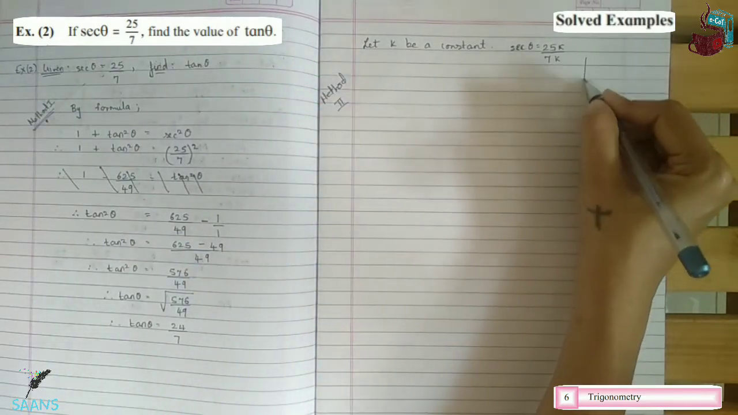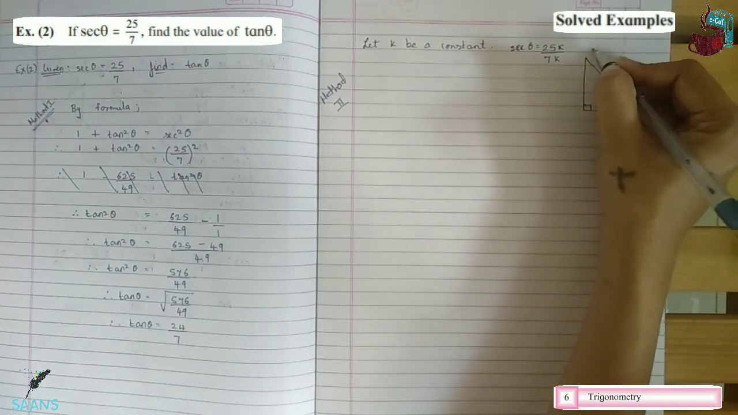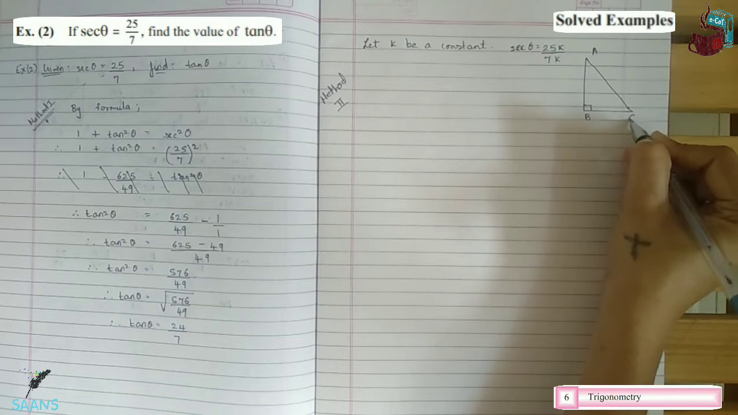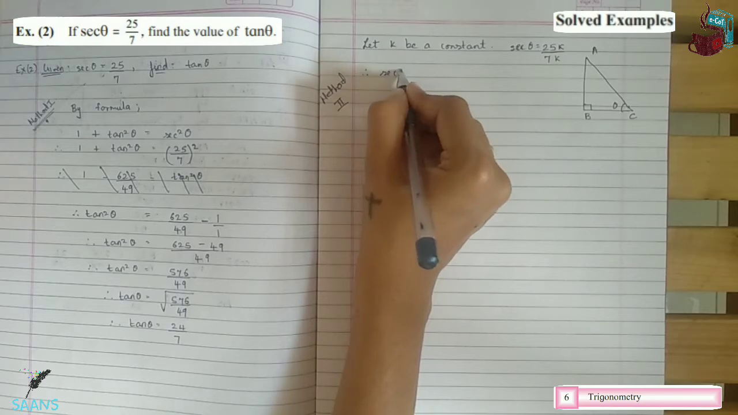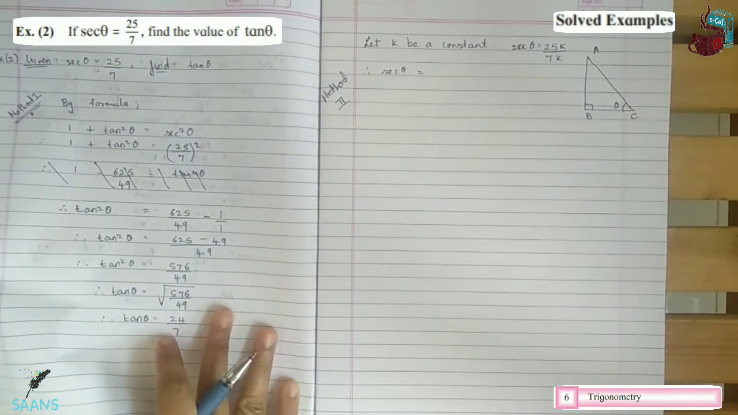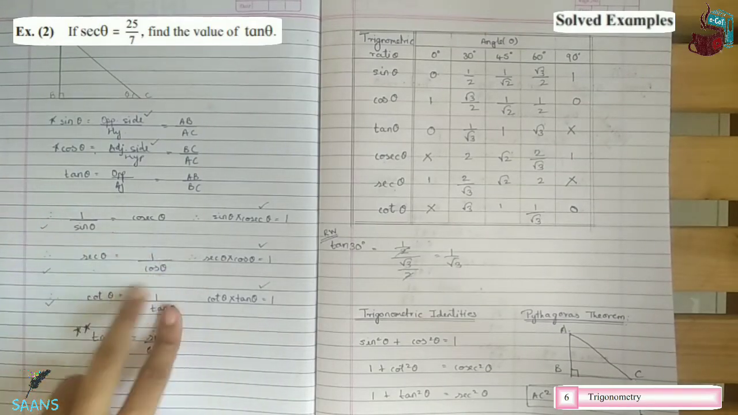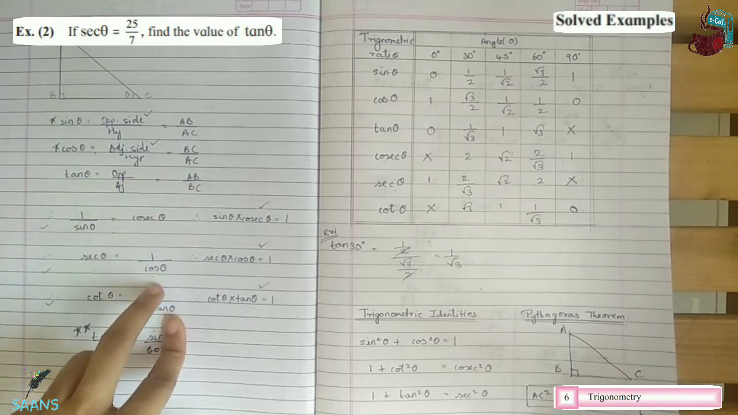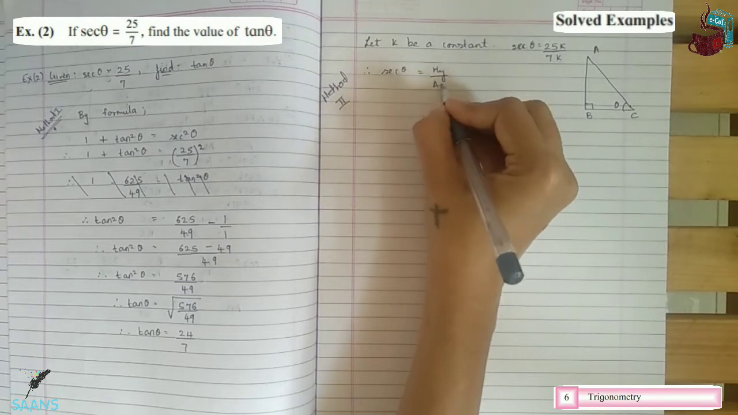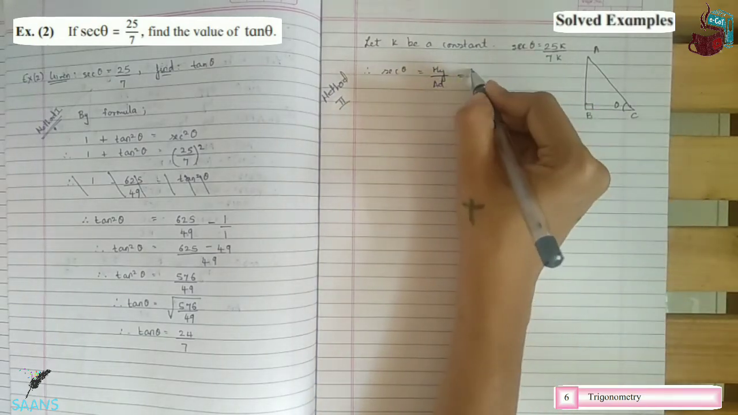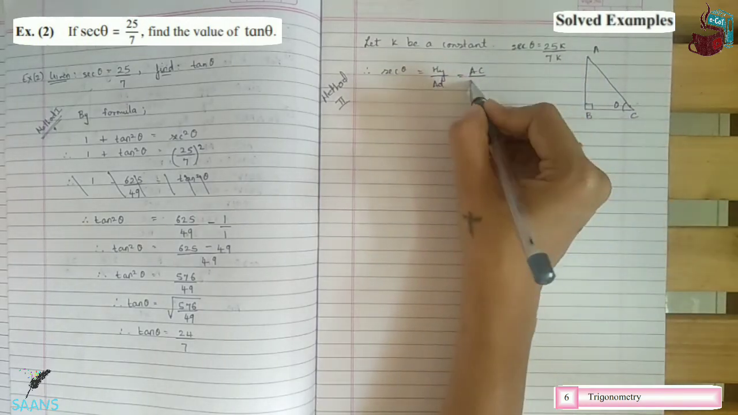Therefore, suppose this is your triangle. In this case, you'll have to draw a triangle. If you do it the same way I'm doing, it is okay, no problem with the presentation. A, B, C, and suppose this is theta. Now, by formula, we know sec theta is the reciprocal of cos theta. If cos theta is adjacent upon hypotenuse, sec theta will be hypotenuse upon adjacent side. So, hypotenuse AC upon the adjacent side BC.